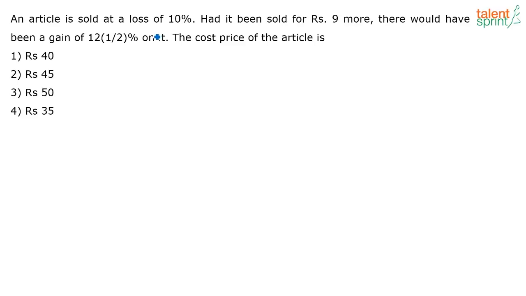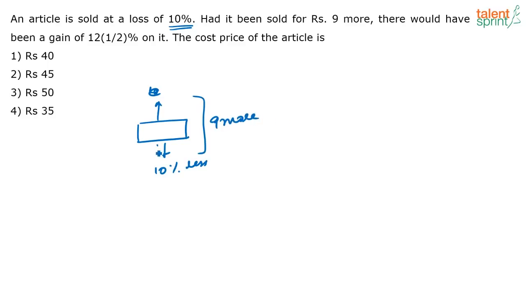See, again, how do you solve this? Earlier there was a loss of 10%. So basically, this is the value of the article. Earlier I am selling it for 10% less than the value. Now when I am selling it for 9 rupees more, I am now selling it for 12 1/2% more than its actual value.